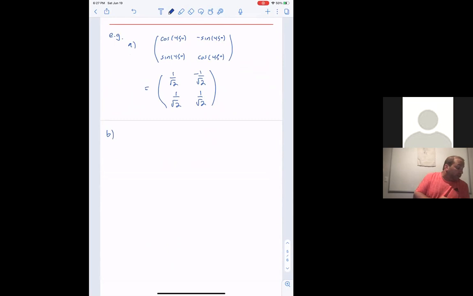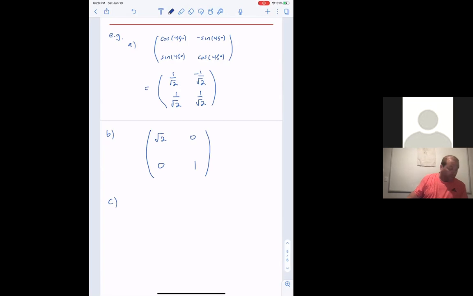Part B. Write down the matrix that represents a horizontal stretch of scale factor square root of 2. Horizontal stretch of scale factor square root of 2. That's just square root of 2, 0, 0, 1. Again, go right to your formula sheet or what I wrote down a few minutes ago.